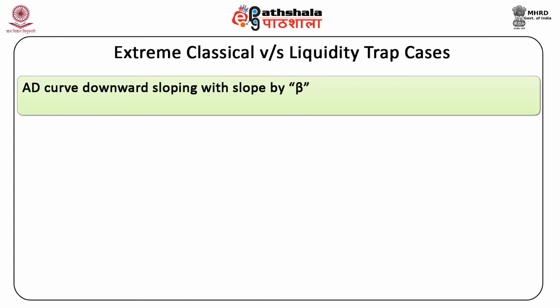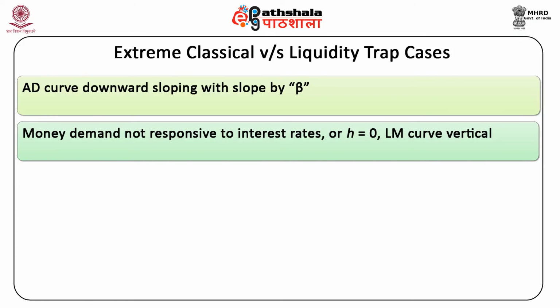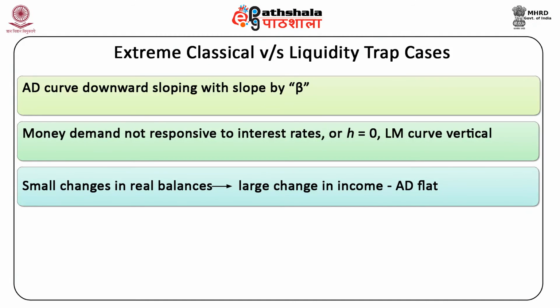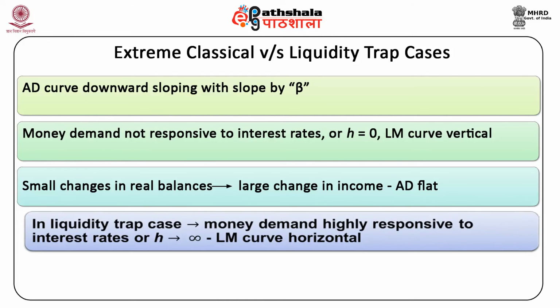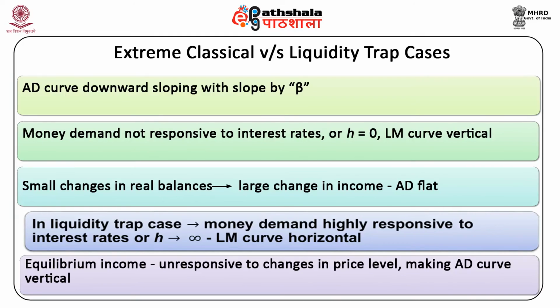In the classical case, money demand is not responsive to the interest rates, or H is zero, making the LM curve vertical. In such a scenario, small changes in real balances, that is in M bar by P, lead to large changes in income, making the aggregate demand curve flat. On the other hand, in the liquidity trap case, money demand is highly responsive to interest rates, or H approaches infinity, making the LM curve horizontal. In such a scenario, equilibrium income or spending becomes unresponsive to the changes in the price level, making the aggregate demand curve vertical.